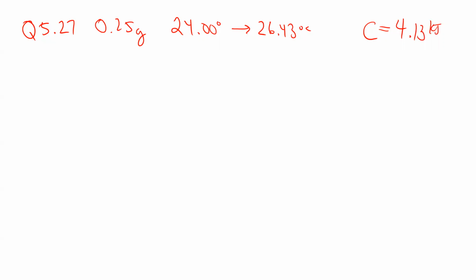All right, so question 5.27 from the reading, right? They tell us that I've got 0.25 grams of an organic compound. I burn that organic compound in a bomb calorimeter, and the temperature goes from 24 degrees Celsius all the way up to 26.43 degrees Celsius, right? And they tell me the heat capacity for the calorimeter is 4.13 kilojoules per degree Celsius. So how much heat in kilojoules is released?